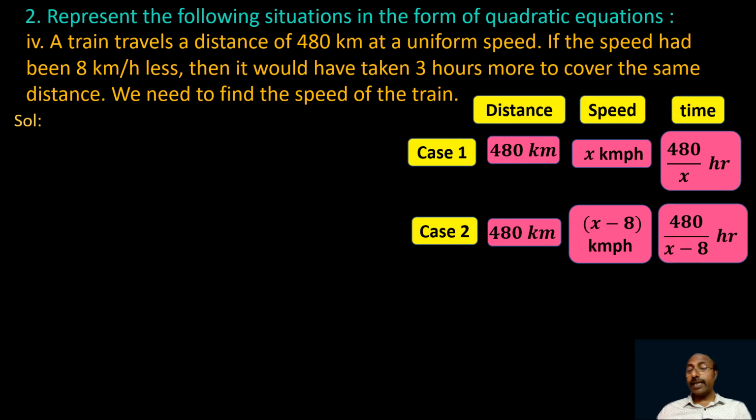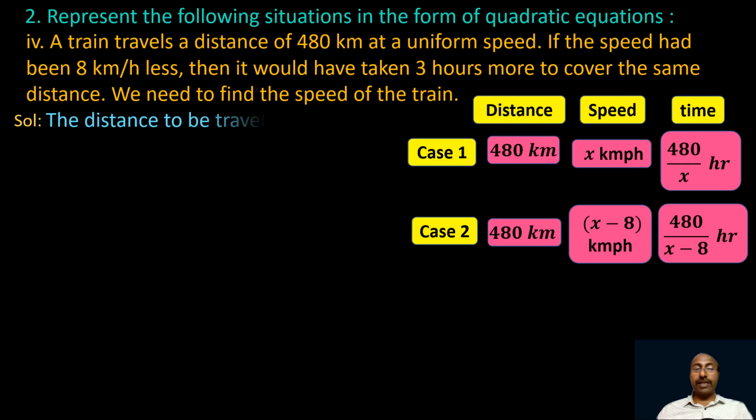In the second case, the denominator x minus 8 is less than the denominator in the first case, that is x. So the value 480 by x minus 8 is more than 480 by x. And the difference of these timings is equal to 3 hours.